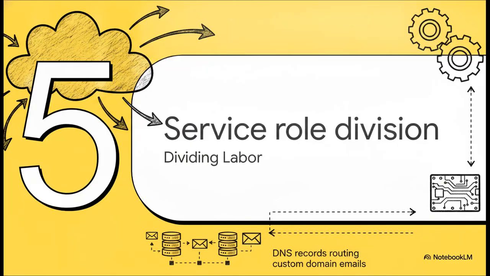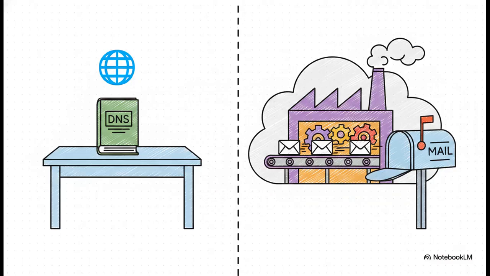Next up, Section 5, service role division. What we're doing here is essentially dividing the labor. X server is strictly handling the domain registration and that DNS routing book. But the actual heavy lifting, storing the mail, the user interface, all those business features, we're outsourcing all of that to Google Workspace. It's a textbook example of using the best cloud tool for a specific job.